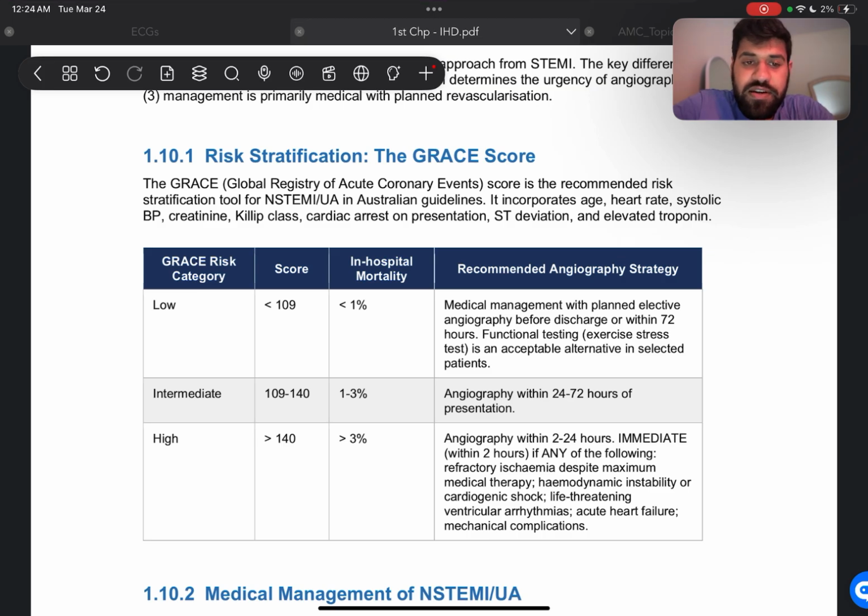Then if the GRACE risk category is high, that means that in-hospital mortality is going to be more than 3%, then angiography within 2 to 24 hours should be done, or immediately within 2 hours if any of the following are present. And this includes refractory ischemia, even though we have given all of the maximal medical therapy, hemodynamic instability or cardiogenic shock, life-threatening ventricular arrhythmias, acute heart failure or mechanical complications.